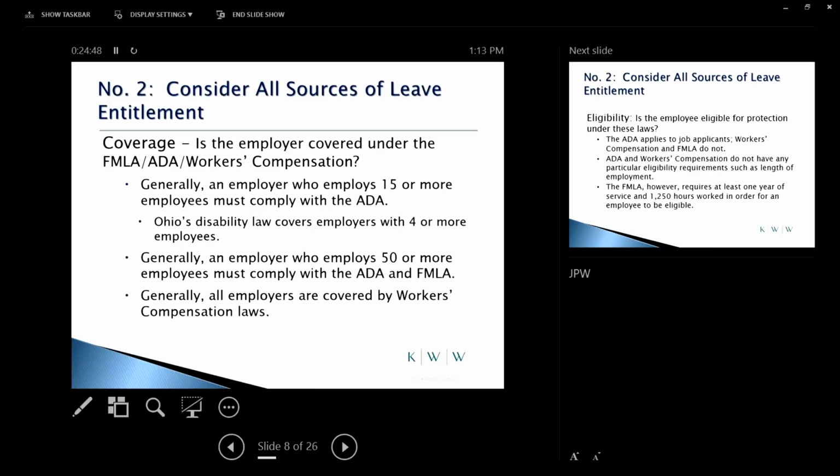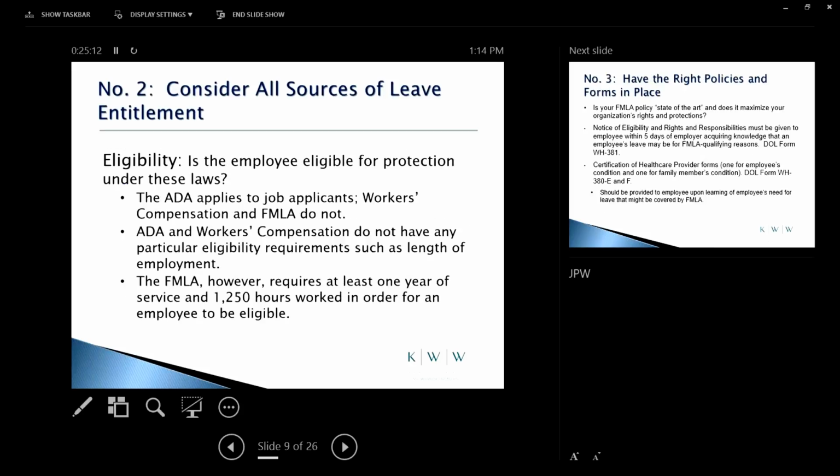With the FMLA, you only have to be worried about that if you employ 50 or more employees, and if the employee is eligible, and if they work at a facility that has 50 or more employees within a 75-mile radius. And then finally, all employers are covered by workers' comp laws, and all employees are covered by those laws without regard to part-time, full-time, length of service, etc. So you have to consider eligibility, as I mentioned. The ADA applies to everybody, including applicants. So does workers' comp.